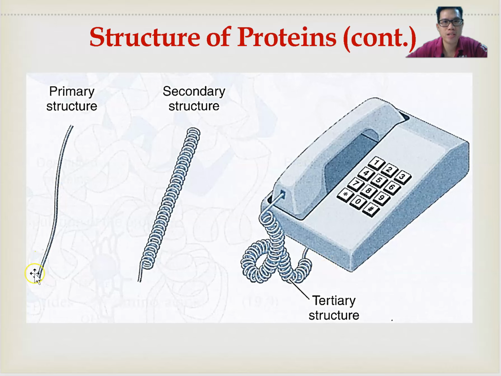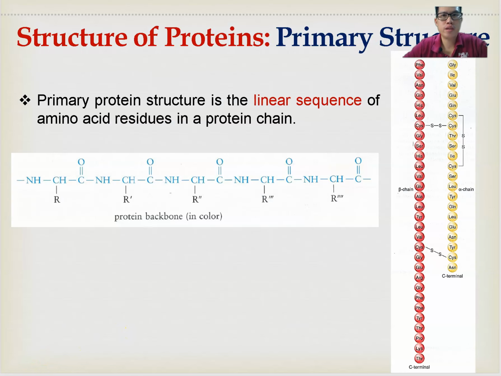Primary structure, you can see straight. Secondary structure, you can see they fall into a very simple three-dimensional structure, and tertiary is a more complex folded structure. So you can see from here the primary structure. All the proteins have a primary structure. You can learn that later on.